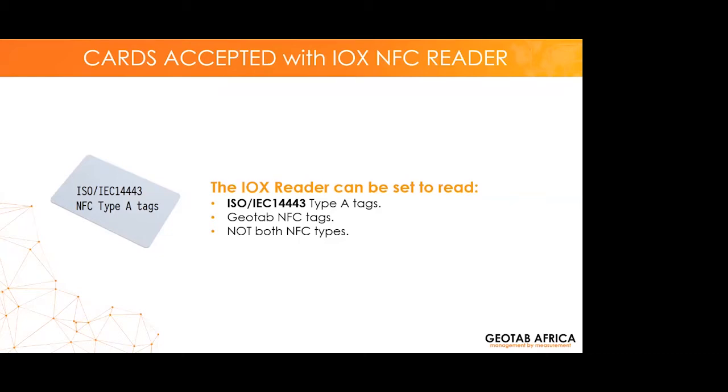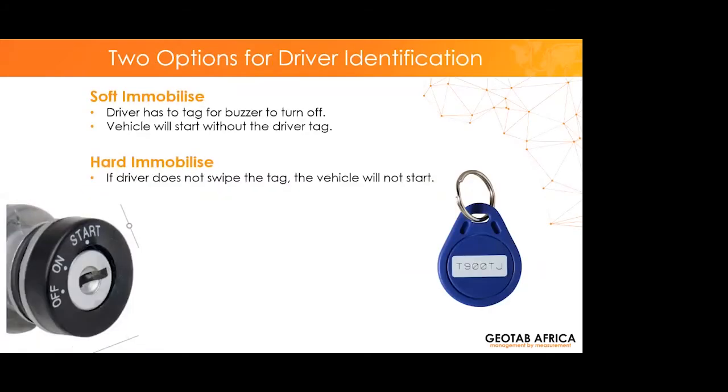When the driver goes to his vehicle, he can swipe that employee card, and on MyGeotab, it will recognize these types of cards. Two options of driver identification. With the IOX NFC, you have 2 options to enforce driver identification. The first option is soft immobilize, where the driver will swipe the key when he starts his trip, thus allowing the buzzer to turn off.